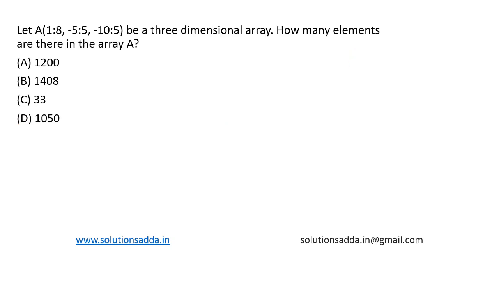Let A be an array with the following dimensions, that is 1 to 8 is the first index, minus 5 to 5 is the second index, minus 10 to 5 is the third index. How many elements are there in the array A? So number of elements in the first dimension is equal to upper limit minus lower limit plus 1. This applies for all the 3 dimensions.